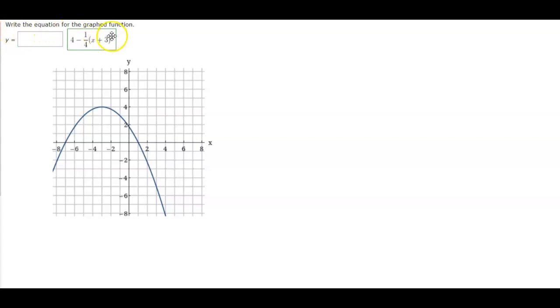Okay, here we want to write the equation for the graphed function. So the first thing we want to do is figure out what is the vertex of this function. We can determine from the graph that the vertex is located at -3, +4. So therefore the vertex is at -3 and then 4.